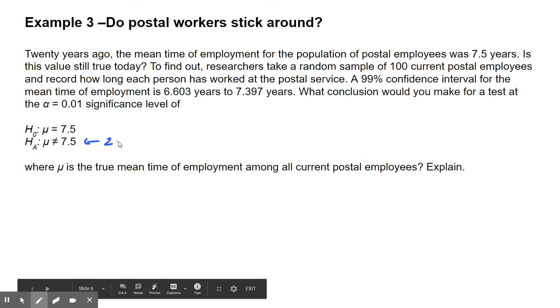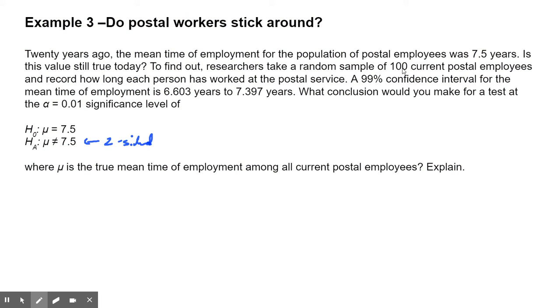So again, this is a two-sided test. Right there, not equals to, two-sided. We have a 99% confidence interval. We have a 0.01 significance level, so we are matched there. Our confidence interval is 6.6 to about 7.3, and our null value is 7.5. So we look at our null value compared to the confidence interval, and we see that that null value is not in the confidence interval.